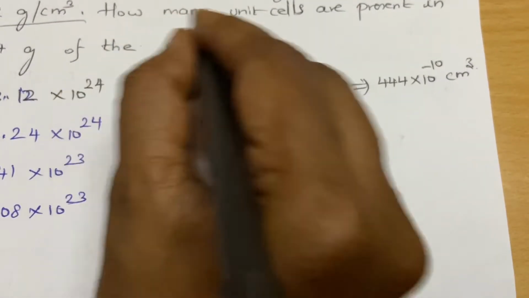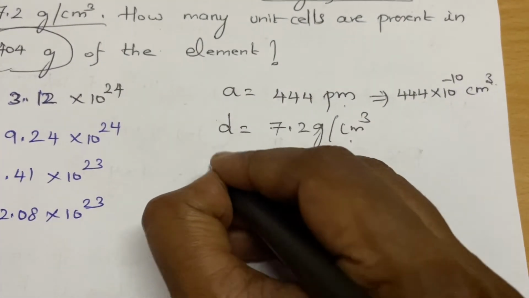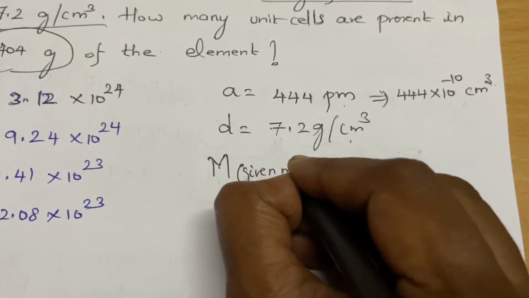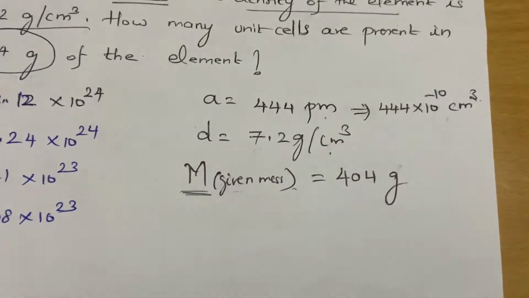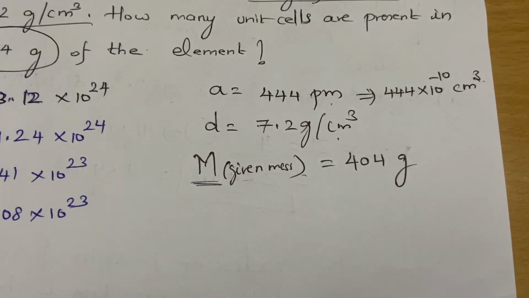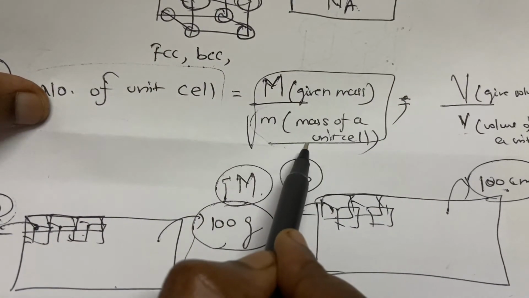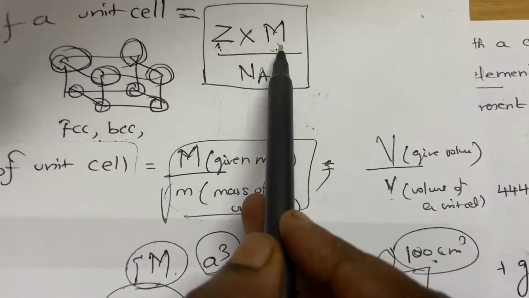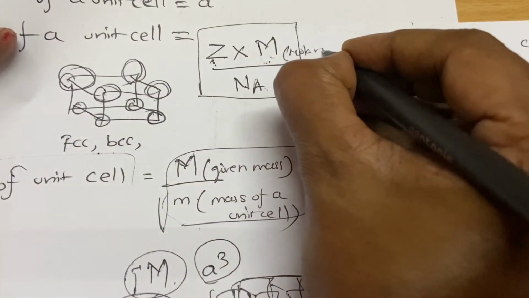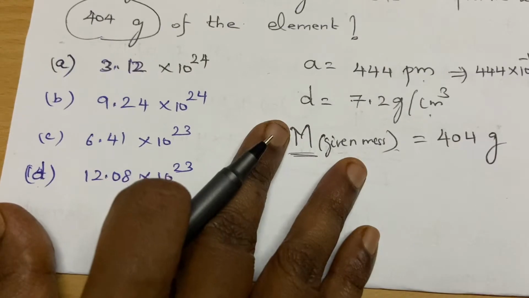Okay, so here how many unit cells are present in 404 grams of the element? So the total mass, this is the given mass of the element. Okay, don't confuse this with the molecular formula. This is the given mass of the element, 404 grams. So you may ask whether I can use this formula, the given mass divided by mass of a unit cell. Here you cannot find out the mass of the unit cell because you don't know Z, and you don't know the molar mass. They have not said what kind of element, whether it is aluminium or sodium chloride. So you cannot use that formula.